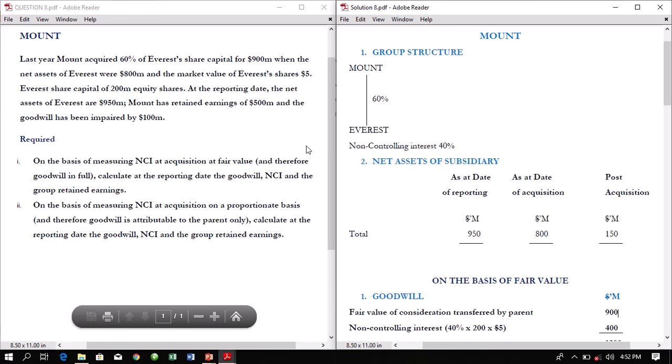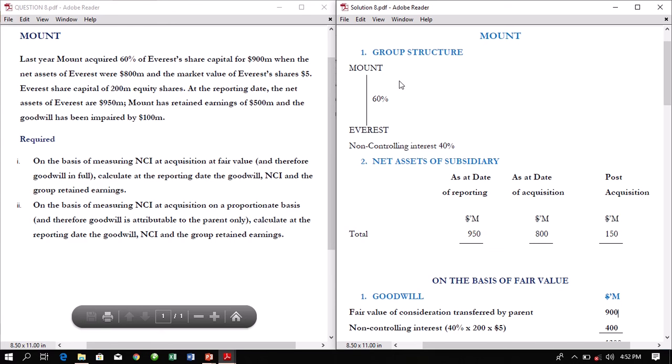At the reporting date, the net asset of Everest are $950 million. Mount has retained earnings of $500 million and the goodwill has been impaired by $100 million. Required: on the basis of measuring NCI acquisition at fair value, calculate at the reporting date the goodwill, NCI and group retained earnings. So let's start.